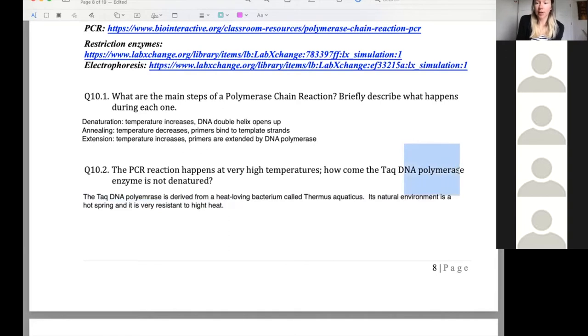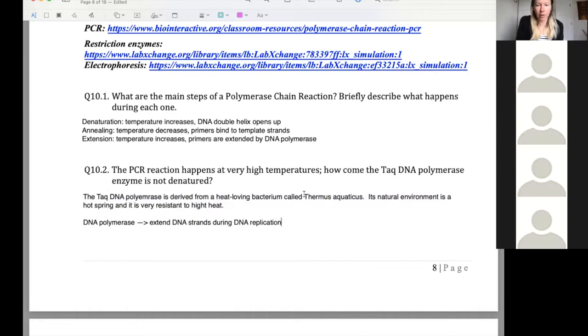Okay, so the DNA polymerase, that's an enzyme that we have in our cells too, right? And the purpose of DNA polymerase, its job in any cell, is to extend DNA strands during DNA replication. So we have DNA polymerase in our cells, but in our cells, it's going to work at an optimal temperature of about 37 degrees Celsius, because that's our body temperature.